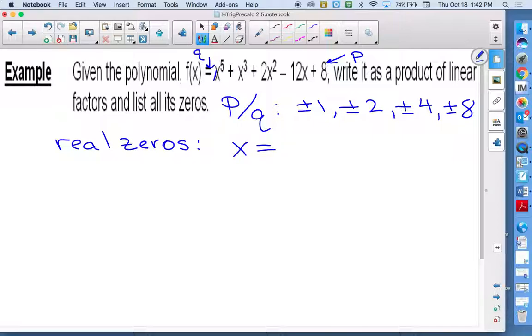A zero is x equals. x equals 5, x equals 10, x equals negative 20. But a zero is x equals, because that's the x value you're looking up in the calculator.